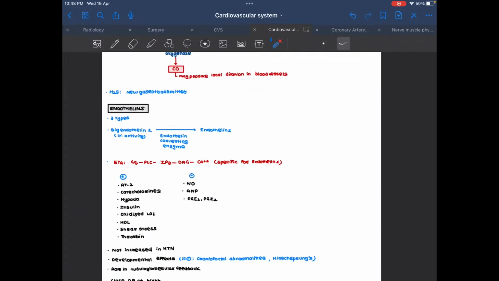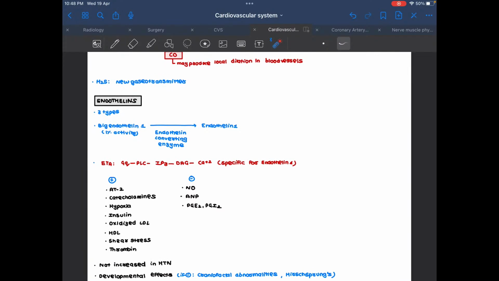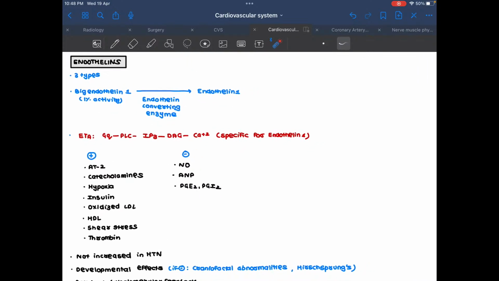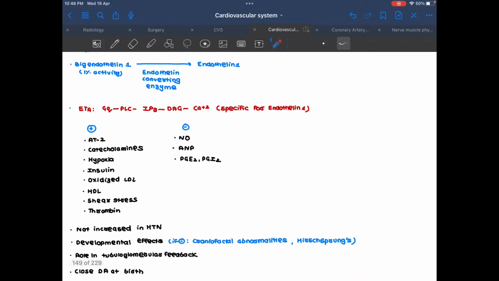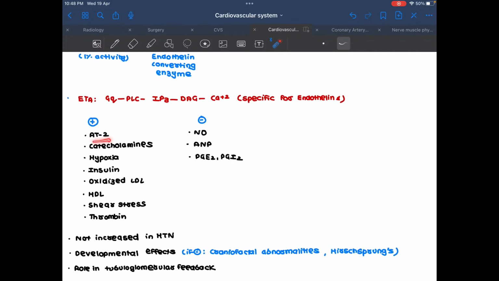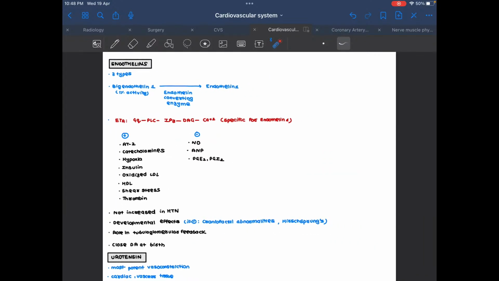Okay? Then we have something known as endothelins as well. So what are these endothelins? All right. So endothelins are very potent vasoconstrictors in our body, and they work via the endothelin type A receptors, which is a Gq-linked receptor. Okay. And what are they increased or decreased by? Mainly the endothelins are increased by angiotensin 2 or catecholamines, hypoxia, insulin, HDL, oxidized LDL, etcetera. And they're mainly decreased by everything that is mediating vasodilation, whether it be nitric oxide, your atrial natriuretic peptide, or your PGI2, that is prostacyclin. Okay? Just remember that. All right?